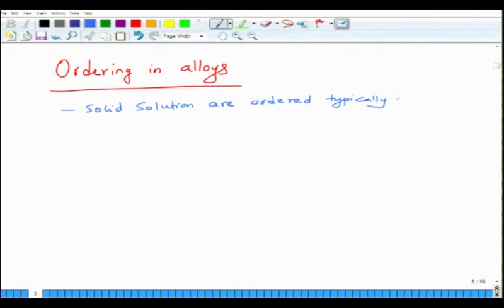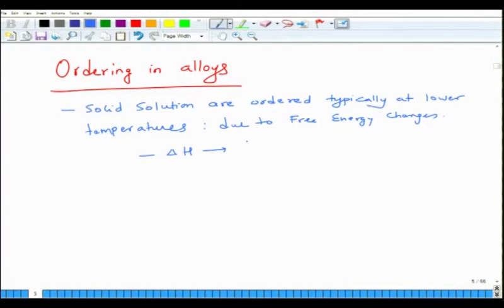So, this ordering in alloys happens in solid solutions, typically at lower temperatures, due to free energy changes. And this is mainly determined by delta H, which is dependent upon the nearest neighbor.